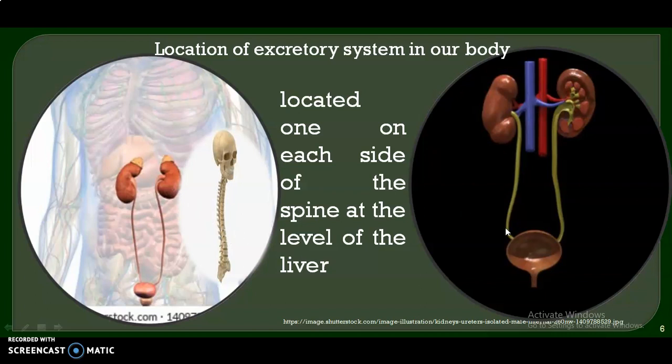A 3D model of human excretory system looks somewhat like this, where we get to see a pair of kidneys, a pair of ureters, urinary bladder, urethra, urinary opening, renal artery, and renal vein. While you listen to the narration, you should also look at the movement of the cursor.